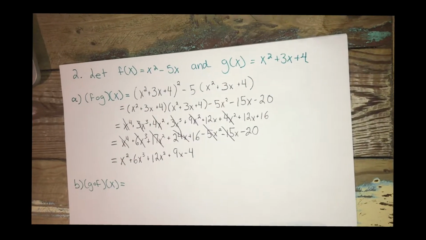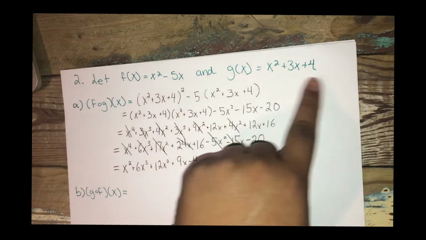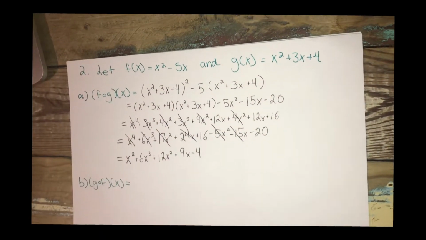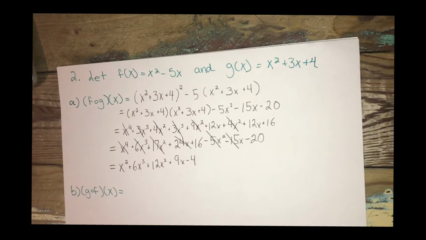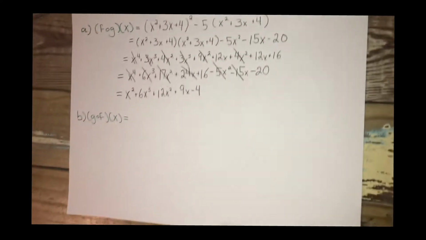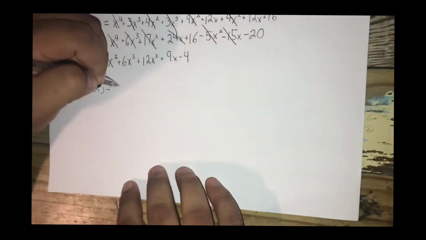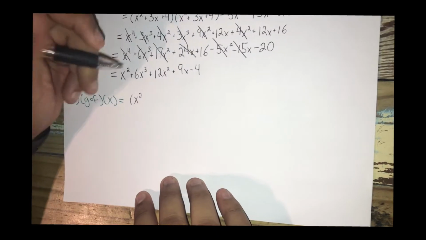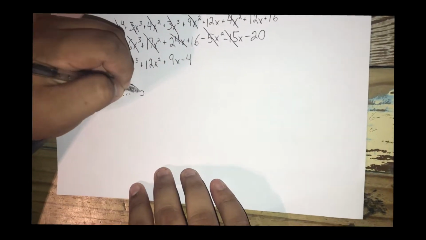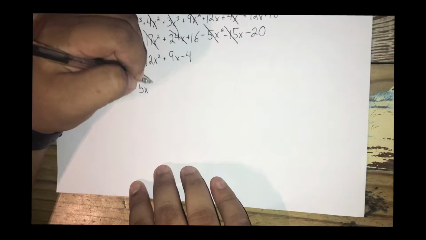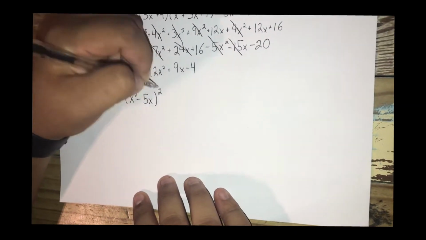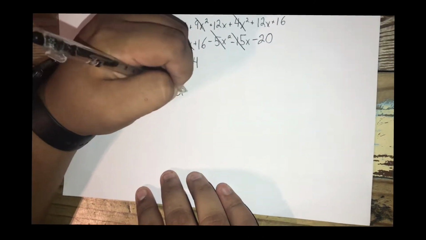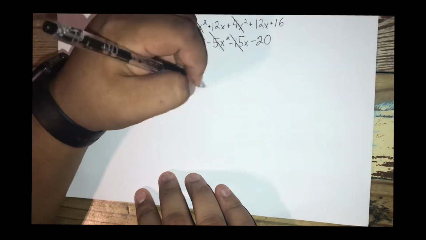Now, the next problem we're going to do is problem B of part 2, which is, of course, using the same functions from above, which are f of x equals x squared minus 5x and g of x equals x squared plus 3x plus 4. And B is asking to use g of f. So in this one, we're going to have to plug in the function x squared minus 5x for every x that is in the function g.